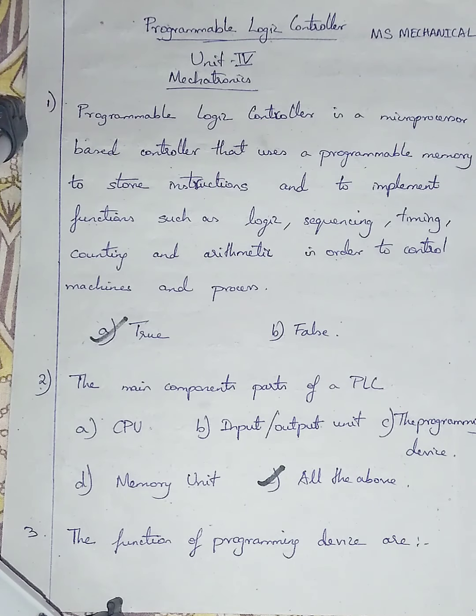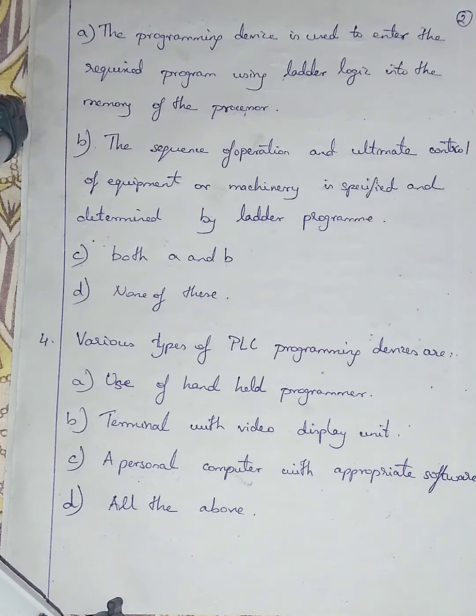Question number 3. The functions of programming device are. What are the functions of programming device? Option number A is given as a programming device is used to enter the required program using ladder logic into the memory of the processor. Option number B, the sequence of operation and ultimate control of the equipment or machinery is specified and determined by ladder program. Option number C says both A and B, and option number D, none of this.